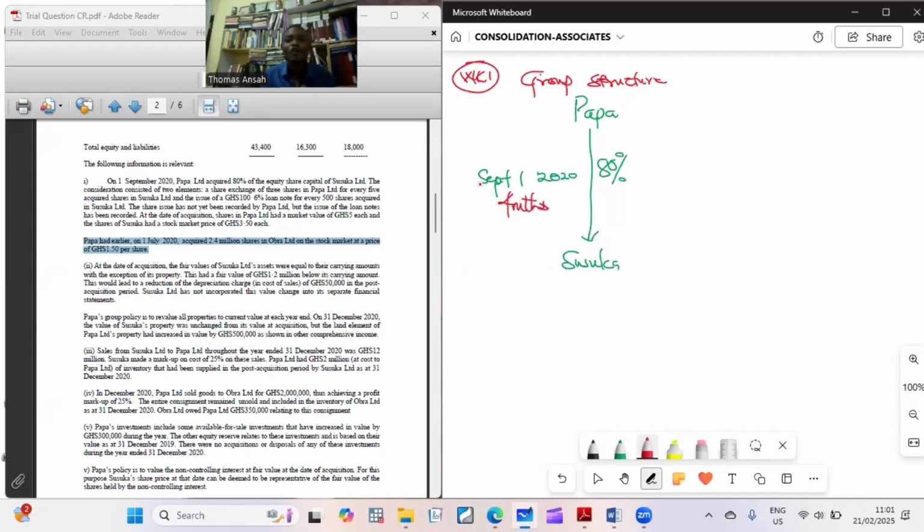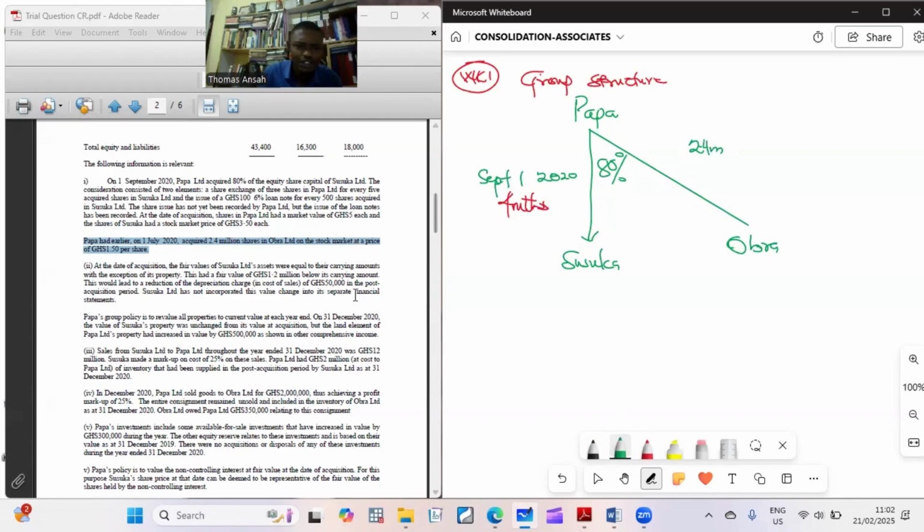So I had a 4-month subsidiary. Good. So you have to take note of that. Then we are told that he also acquired another company earlier before that, which is Obra, that's the name, Obra. What is the percentage he acquired? He acquired 2.4 million of the shares in Obra.